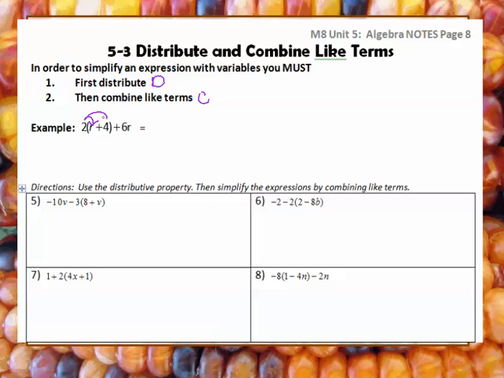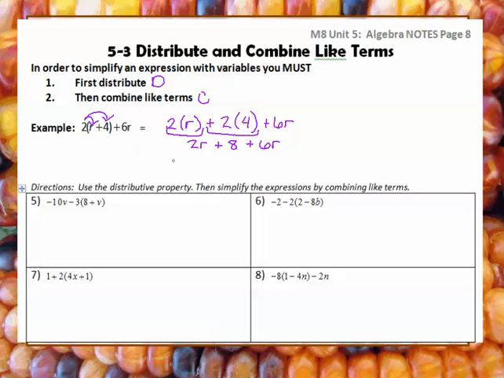Outside times the first, outside times the second. I'm not doing anything with this positive 6r because it's not in the grouping. So I'm going to rewrite it over here. So if I rewrite it, 2 times the first, which is r, plus, because it's a positive 2, 2 times the second, which is a positive 4, and then I still have positive 6r at the end. Then I can multiply this one. 2 times r is 2r. Then I have positive 2 times 4, which gives me positive 8. Then I have plus 6r.